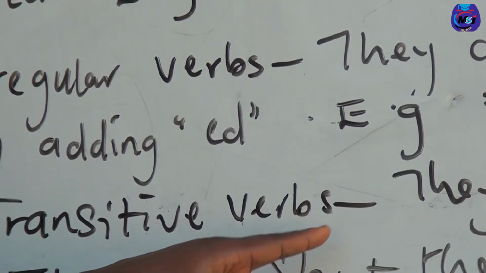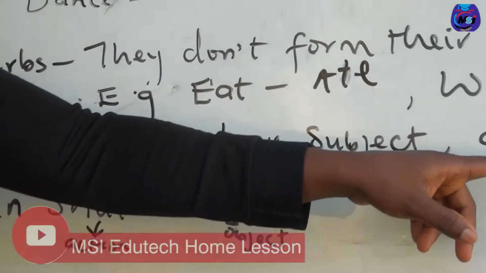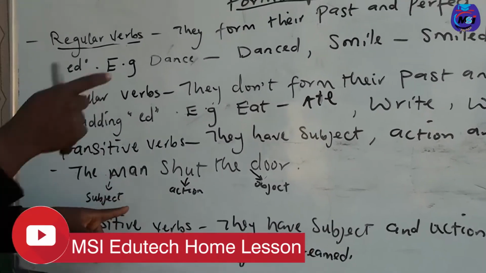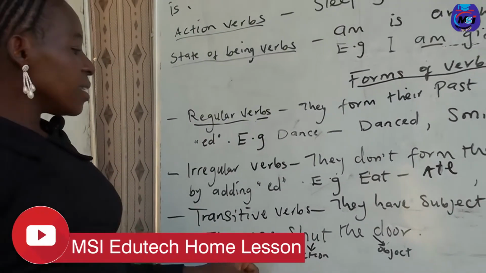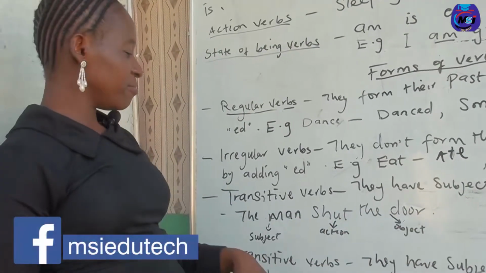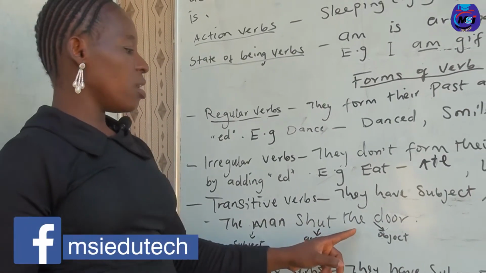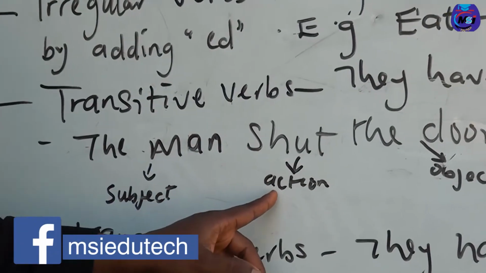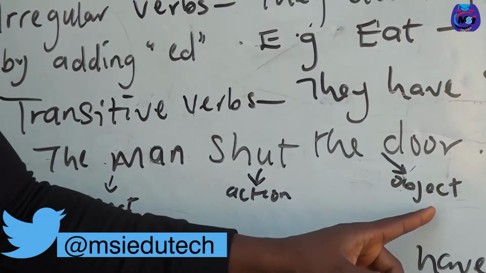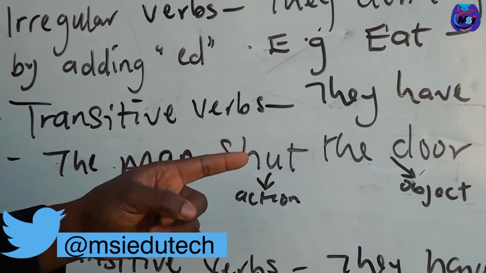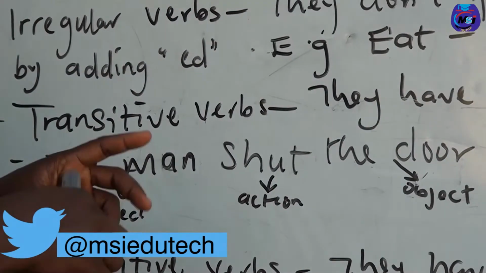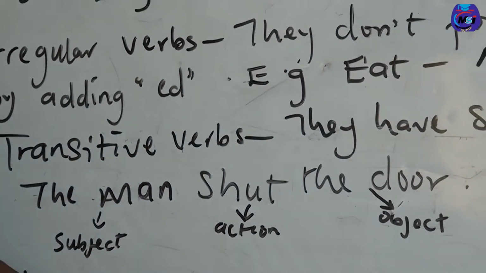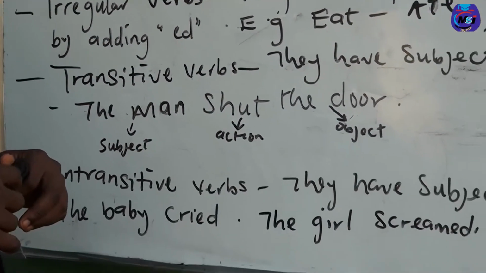Transitive verbs. They have subject, action, and object. Transitive verbs, e.g., for example, that's the e.g. there. The man shut the door. The man here is the subject. Shut is the action, and the door is the object. This is a transitive verb. So whenever you see a sentence like this, you should be able to bring out the subject, the action, and the object from it.